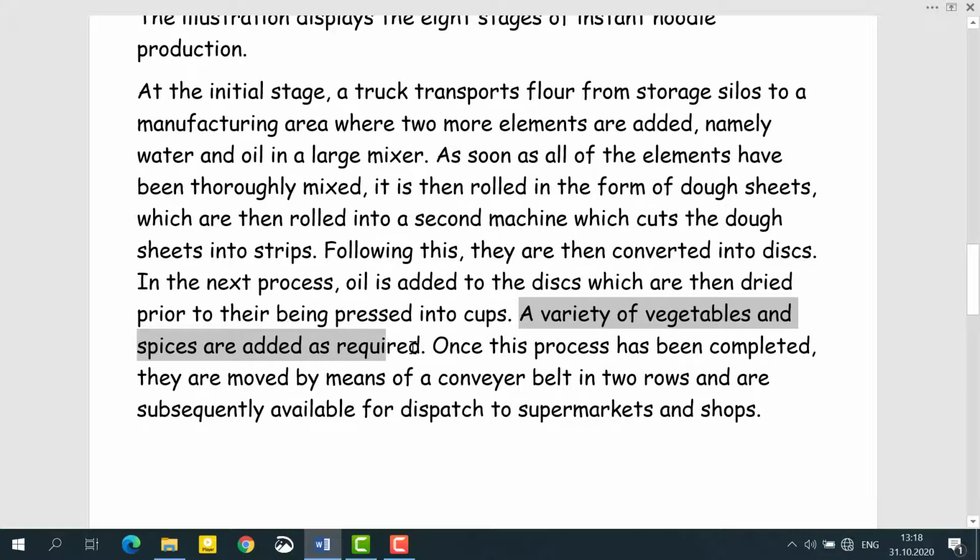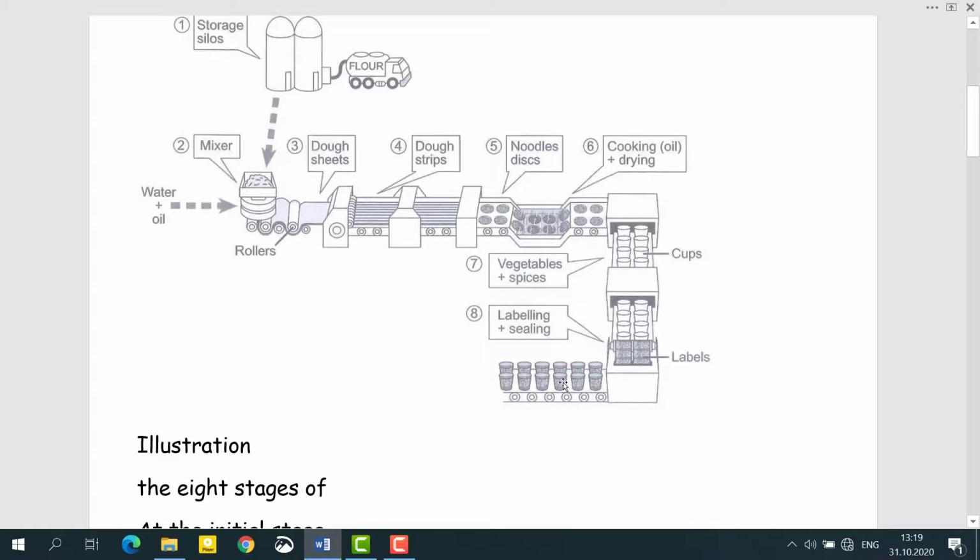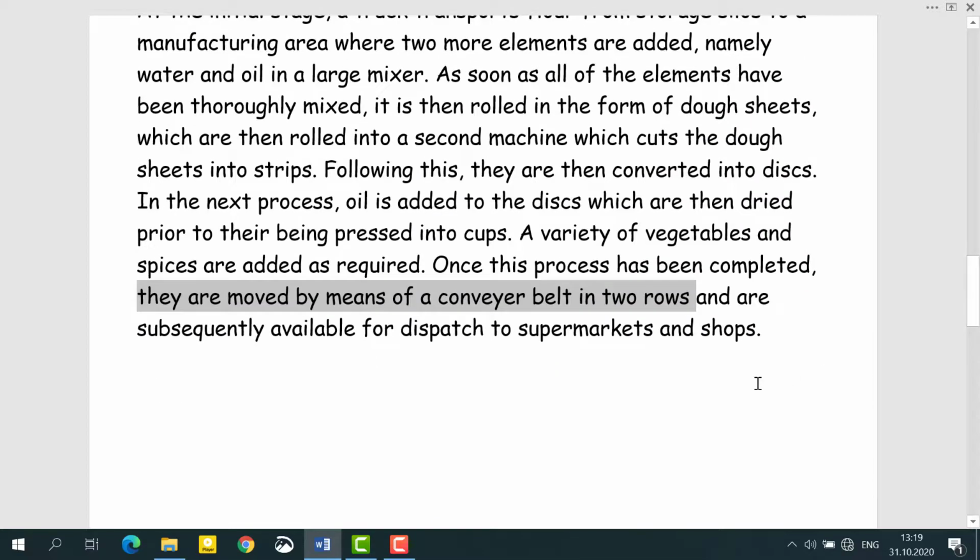So once this process has been completed, okay, which means before we describe a variety of vegetables and spices are added as required. Okay, so once this process, which means as soon as this process has been completed, I'm using the passive voice here plus the present perfect, they are moved by means of a conveyor belt in 2 rows. Look at this carefully. We have 2 rows and they are moved, okay, and are subsequently, which means later, available for dispatch to supermarkets and shops.